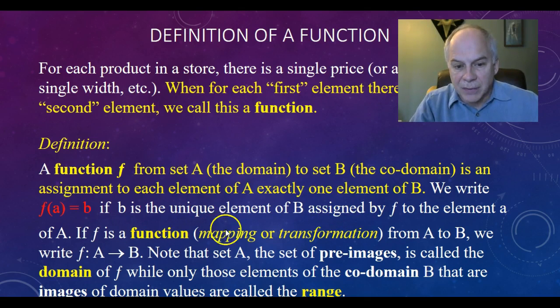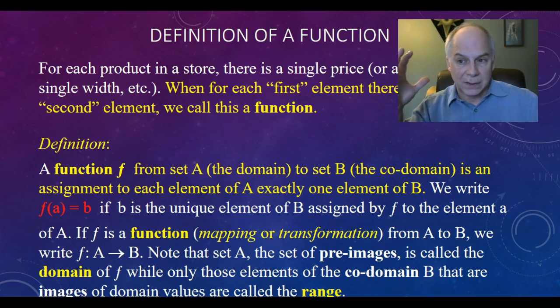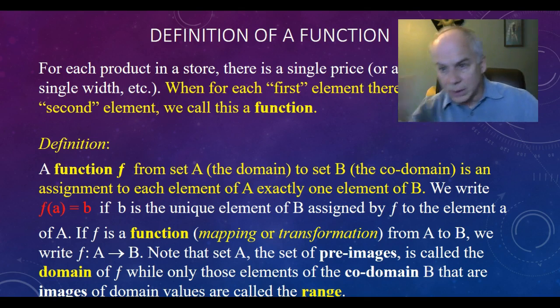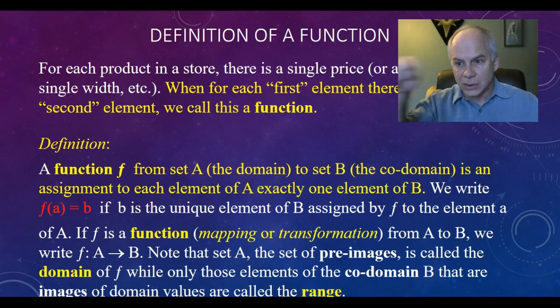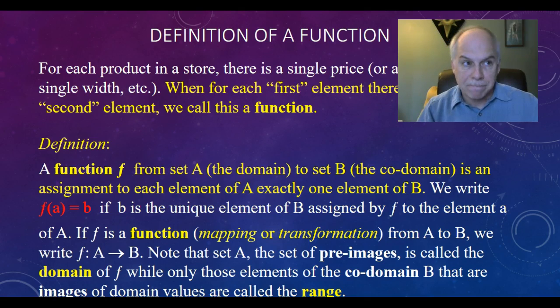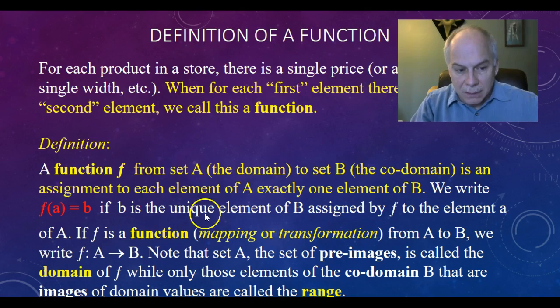Now, if f is a function, it's also called a mapping or a transformation. Mapping means we're assigning one to one, just like a map assigns a location in real life to a spot on the map. Anyway, we write f is a function from A to B right here. f maps A to B, or f is a function from A to B.